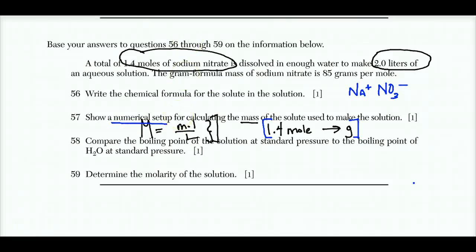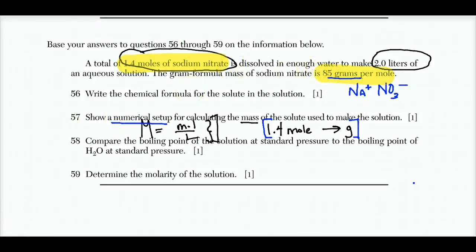Now before we go to the answer booklet, we should see that there's some pieces of information we need. We have 1.4 moles of our solute, and we have 85 grams per mole. They're giving me the formula mass. They're giving me the gram formula mass, the grams per 1 mole. So that's given to me already. It's kind of nice.